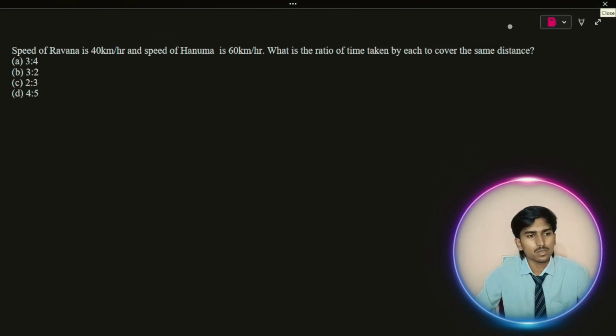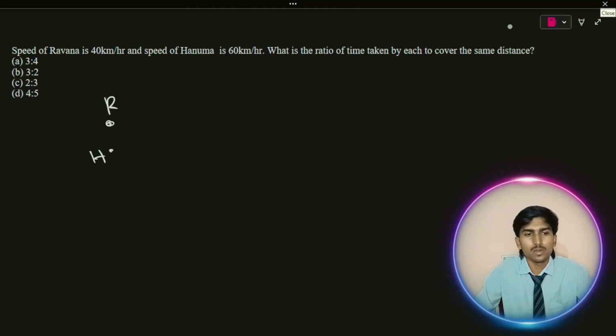Let's solve the second question so that we understand the concept clearly. Speed of Ravana is 40 km per hour and speed of Hanuma is 60 km per hour. What is the ratio of time taken by each to cover the same distance? So take the given data. Ravana's speed is 40, and the speed of Hanuma is 60, and they're asking for the ratio.